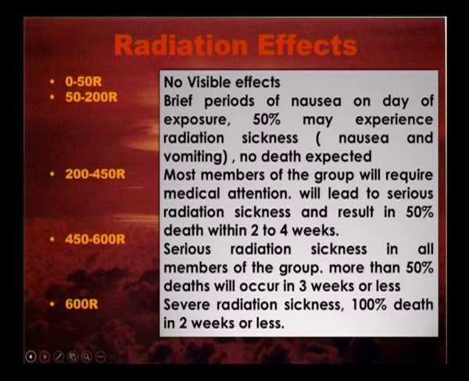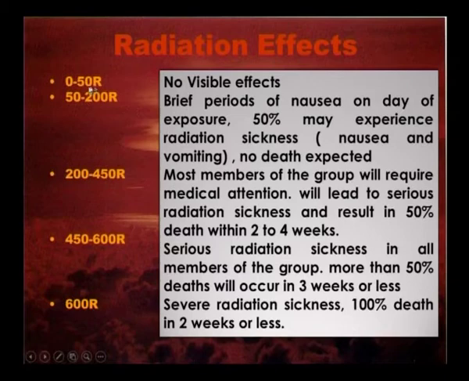200 to 450, most members of the group will require medical attention. It will lead to serious radiation sickness and will result in about 50% death within 2 to 4 weeks. 450 to 600 is serious radiation sickness in all members of the group. More than 50% death will occur in 3 to 4 weeks. Above 600 is severe radiation sickness, 100% death in 2 weeks or less. So, we have to again be aware of our surroundings and see what the different sources are, let it be natural or man-made, and what the source of these radiations is.